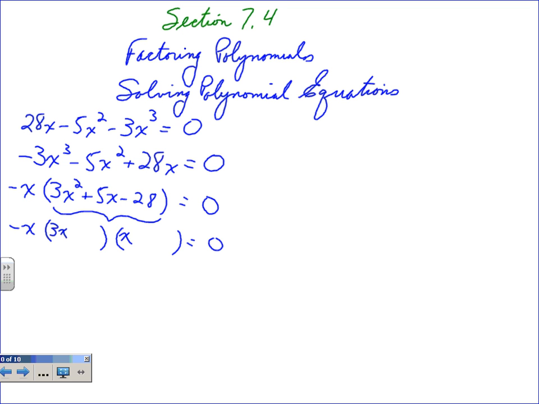And what about for 28? Well, it could be 1 and 28, 28 and 1. It could be 2 and 14, 14 and 2. What else? 7 and 4, 4 and 7. I'm guessing it's going to be 7 and 4 because of this middle term being a 5. It's a lower number. And those two numbers, 7 and 4, are close together. And I think we'll find out that it's this way. If you check the outside-inside terms, I have a 12x and a 7x. And that'll give me 5.